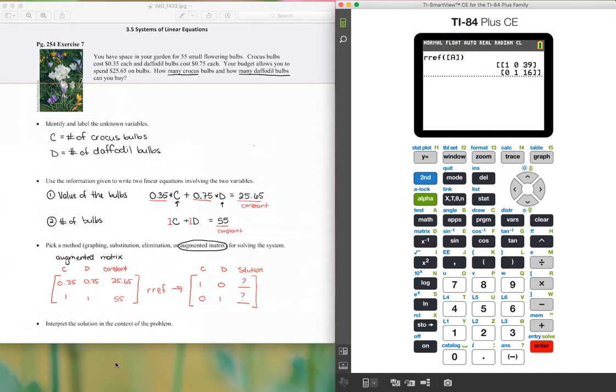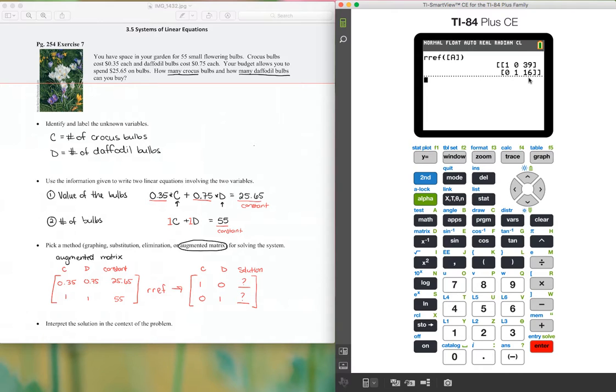So let's interpret the solution in the context of this problem. So the solution is 1, which means 1 crocus bulb, okay, equals 39. So that means C represents the number of crocus bulbs. That means that we're going to buy 39 crocus bulbs, and notice the 1, which goes with the number of daffodils. We're going to buy 16 of them.